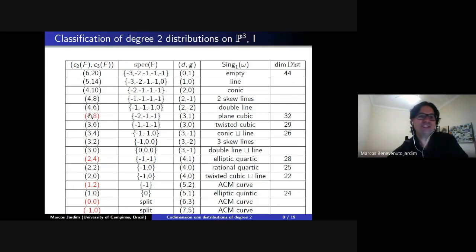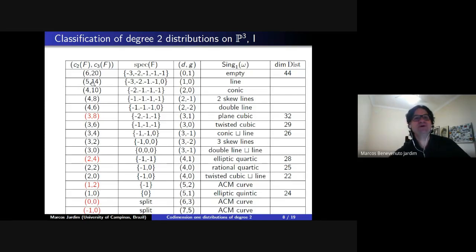And when the second-chain class is small, the degree becomes large. So curves of large degree, degree 4, degree 5, degree 7, curves of large degree are complicated. So it's hard to deal with these curves, but it's fortunately easy to deal with these sheaves.